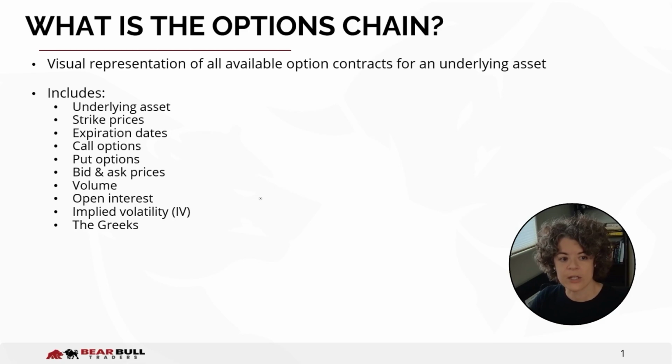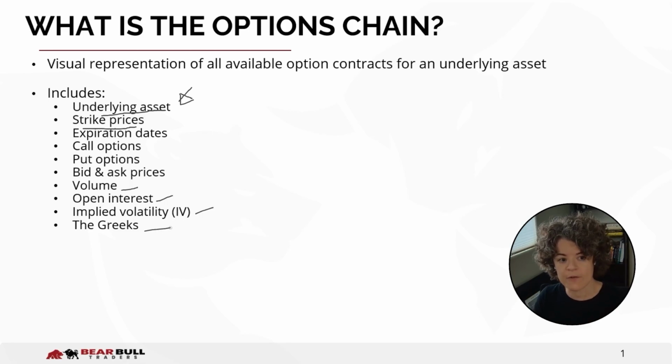So what does it include? It includes the underlying asset. It includes strike prices. And let me back up for a second. The underlying asset, if you're unfamiliar with what I'm saying here, is just the stock itself, right? So if you're trading Apple, Apple is the underlying asset. And then we've got strike prices, expiration dates, the call option side, the put option side, the bid and ask prices, volume, open interest, implied volatility, and the Greeks.